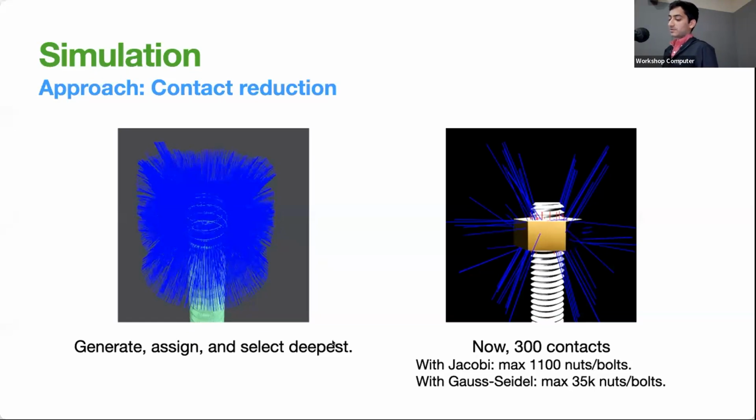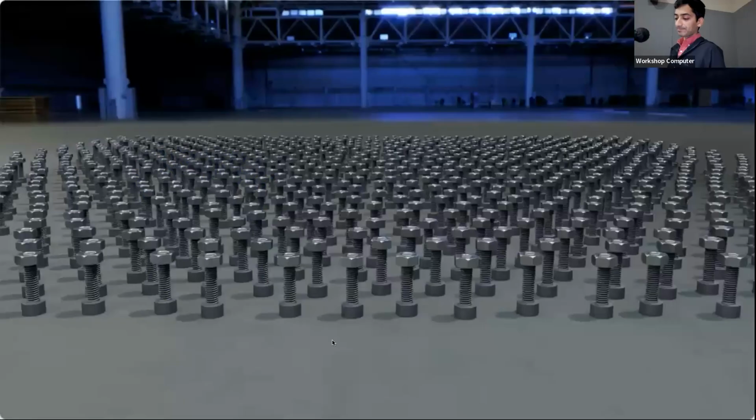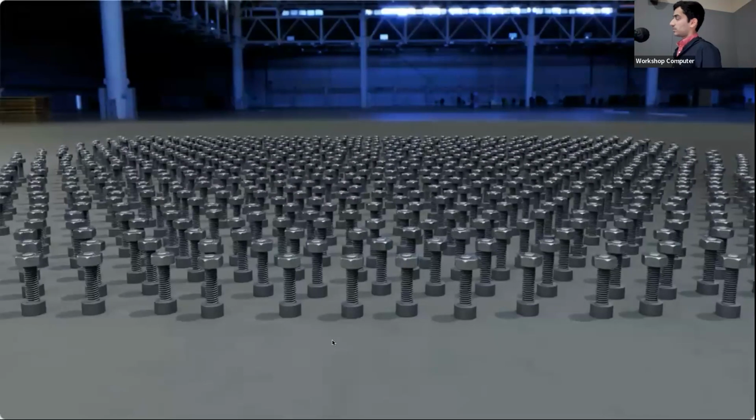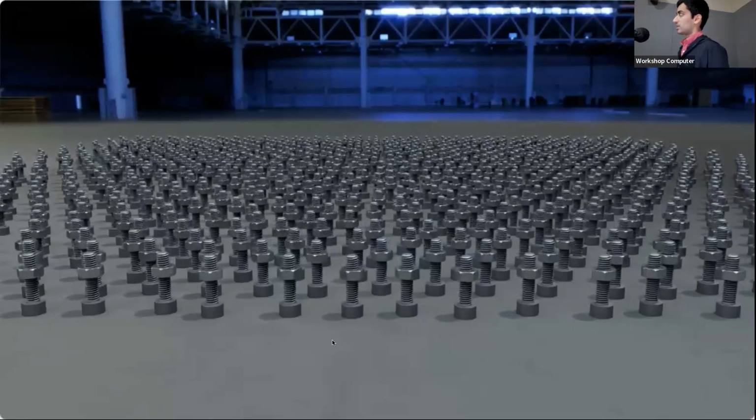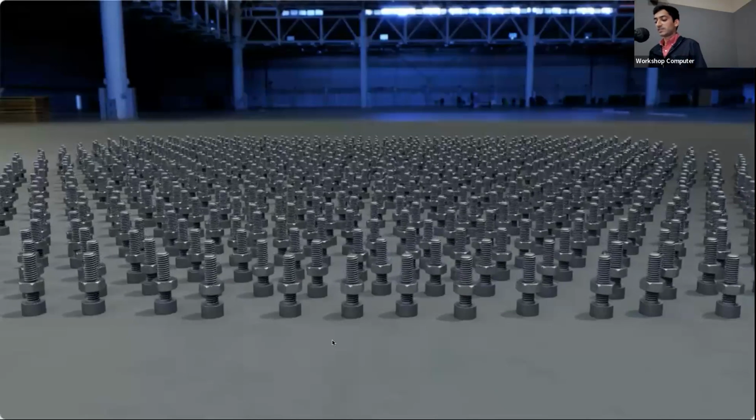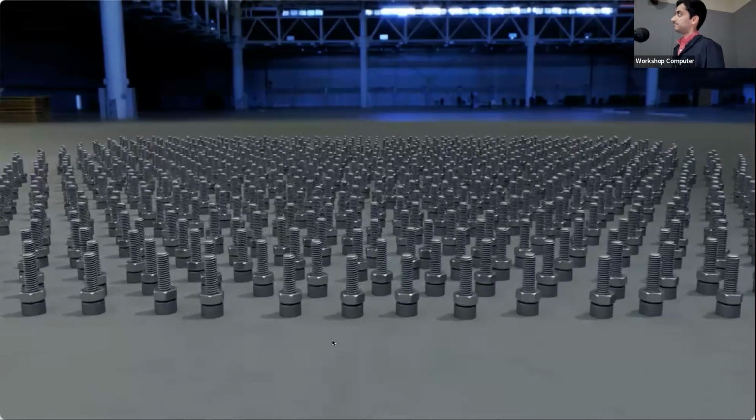Using this scheme, we can reduce 16,000 contacts to just 300. With a Jacobi solver, we can simulate 1,100 nuts and bolts in parallel. Moreover, a Gauss-Seidel solver is now feasible, and we can simulate a theoretical maximum of 35,000 nuts and bolts. All right, now let's see what these previous techniques can do. First, we can now simulate 1024 M16 nuts and bolts in parallel environments in real time, which is a 20,000 times speed up over the state-of-the-art in a general purpose simulator.